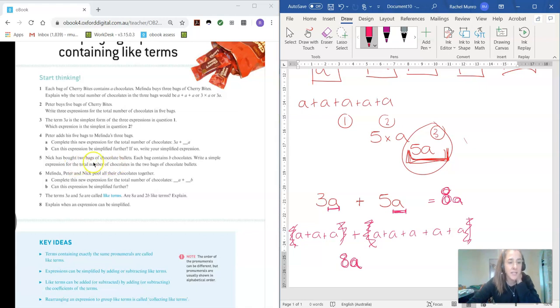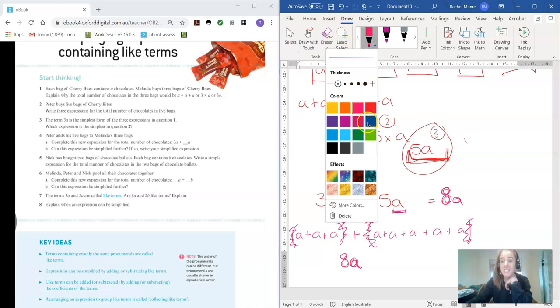Nick has bought 2 bags of chocolate bullets. Each bag contains B chocolates. Write a simple expression for the total number of chocolates in the 2 bags of chocolate bullets. Okay, so now we're introducing a different pronumeral.